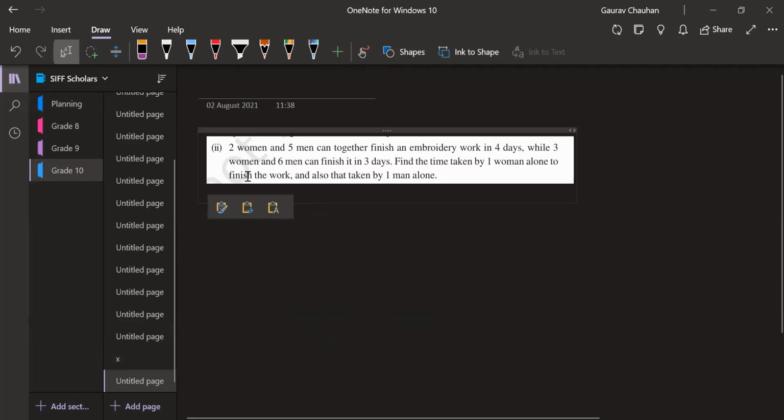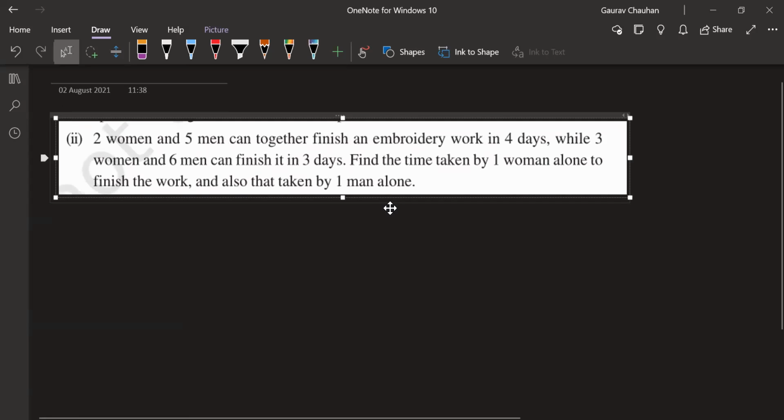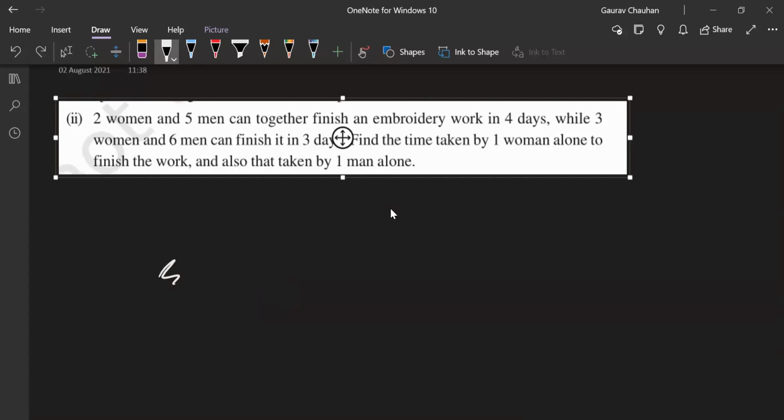This question makes work and time a little serious and looks big. 2 women and 5 men can finish embroidery work. Some work, okay. Our work will be one whole. Don't worry about that. Eating a cake, embroidery work, cutting work, cleaning plates, whatever, does not matter. 2 women and 5 men can do it in 4 days. 3 women and 6 men can finish in 3 days. Find the time taken by 1 woman alone and 1 man alone.